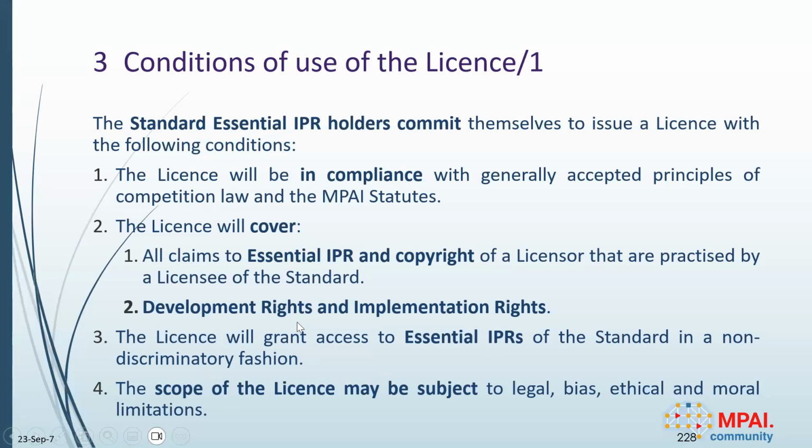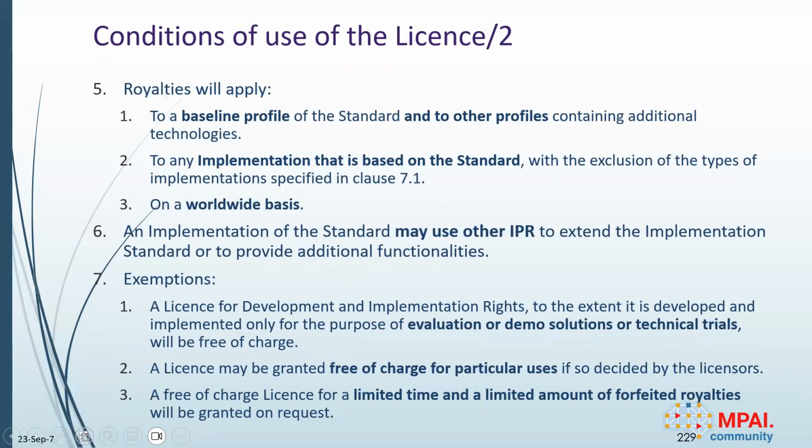Then we say that the license will grant access to essential IPRs of the standard in a non-discriminatory fashion. So, of course, you cannot just grant a license to your friends and not to someone else. No, it has to be non-discriminatory. And then the scope of the license may be subject to legal, ethical and moral limitations. We are talking about artificial intelligence, so we have a general clause that there may be legal, ethical and moral limitations to the license.